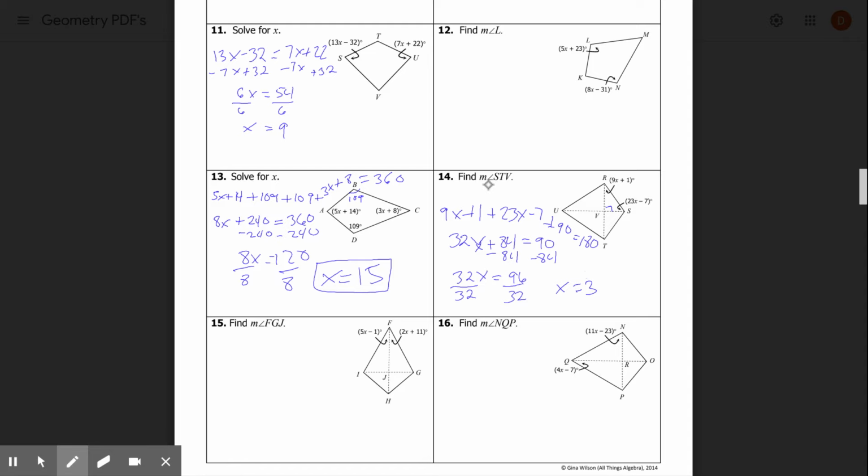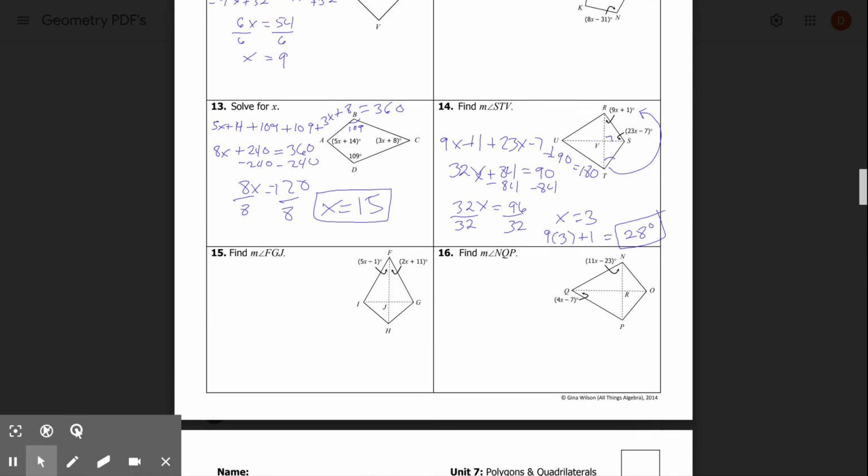But it says to find the measure of angle STV. So STV is this one, which you know is the same as this one. So we're going to plug in 3 to 9x plus 1. So we would have 9 times 3 plus 1. So that's 27 plus 1, which is 28 degrees for that angle. Okay, so I think that should give you a really good start there on kites.